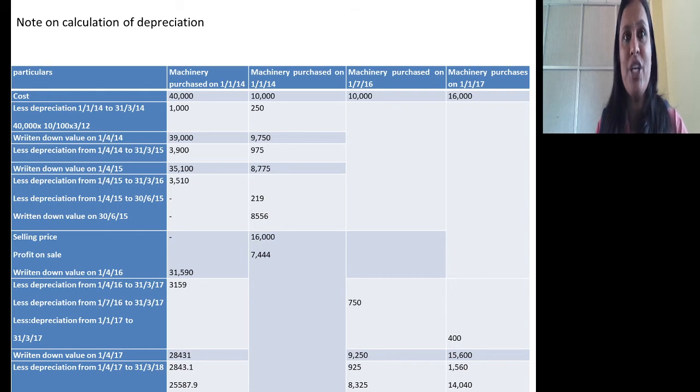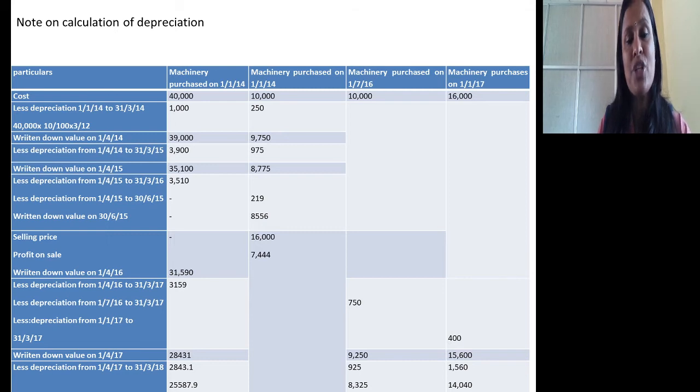Then less depreciation. We know that machinery worth Rs 50,000 was purchased on 1/1/2014. The organization closes its accounts on 31/3/2014, so initially we can charge depreciation only for 3 months. So 40,000 into 10/100 into 3/12, and again 10,000 into 10/100 into 3/12 will become 1,250. We will arrive at the written down value on 1/4/2014. Try to understand.